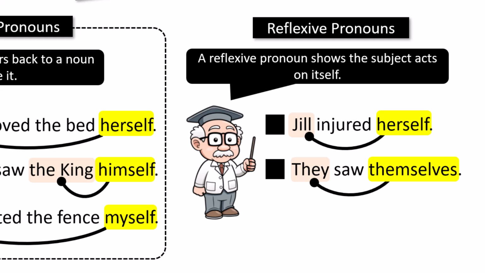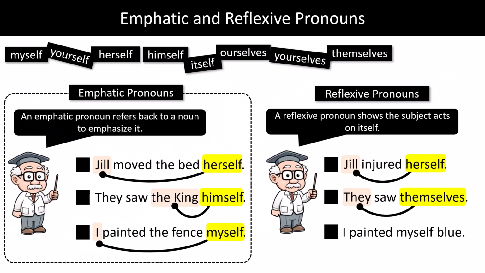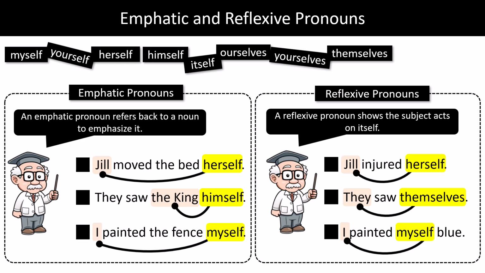They saw themselves. Here is another example. I painted myself blue. Here we have the reflexive pronoun myself, and it shows that the subject acted on itself. Remember, if you use the word myself, the word I must be in the sentence somewhere. So that was reflexive pronouns. Before we leave this definitions page, I just want to make one more point.